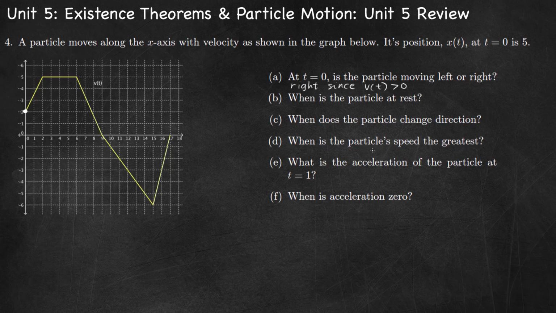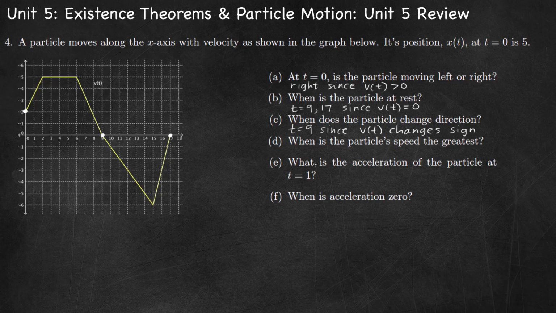When is the particle at rest? That happens when the velocity is 0. And the velocity is 0 at 9 and at 17. So t equals 9 and 17 since v of t equals 0. When does the particle change direction? That happens when the velocity changes sign. And on this graph, that only happens at 9. The velocity is positive until we get to 9, and then it's negative after that. So t equals 9 since v of t changes sign.